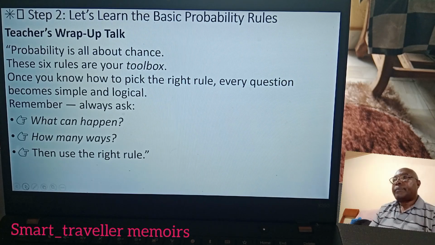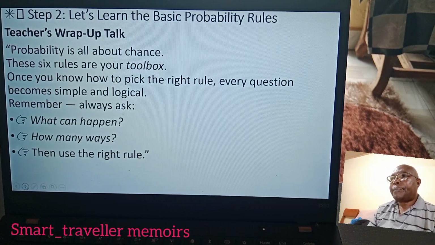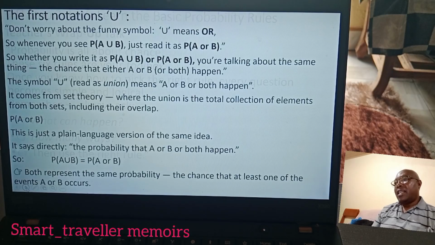All right, let me wrap up. Probability is all about chance. These 6 rules are your toolbox. Once you know how to pick the right rule, every question becomes very simple and logical. Remember, always ask, what can happen? How many ways? Then use the right rule.